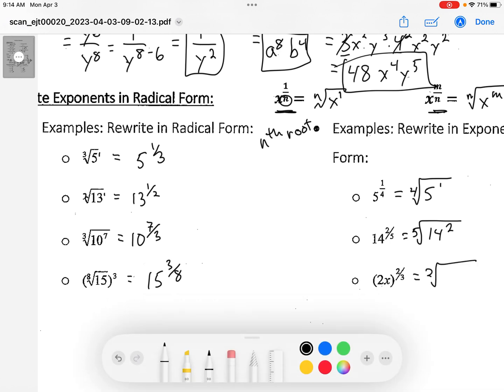And this would be the 3rd root of 2 squared x squared, which is 4x squared, because we got to distribute that 2x squared. So that'd be 4x squared. Notice the root is the power underneath. That's your root. And this completes our lesson.